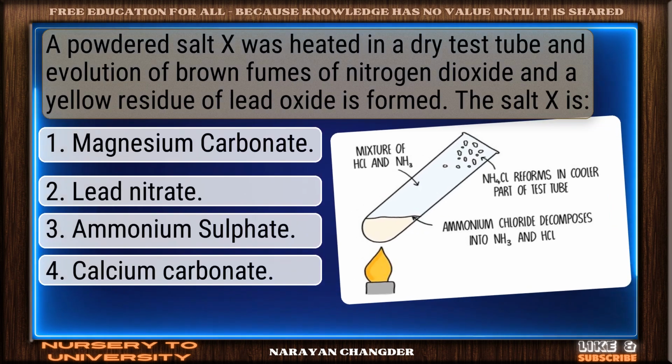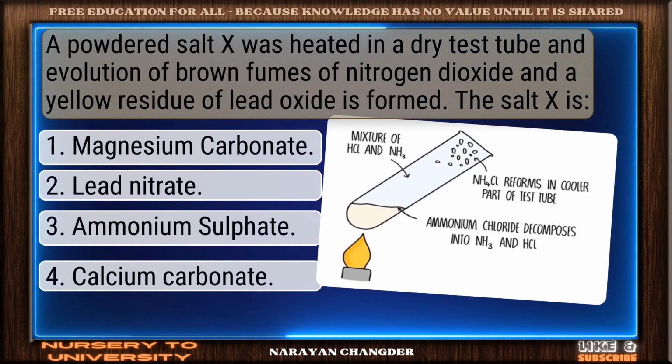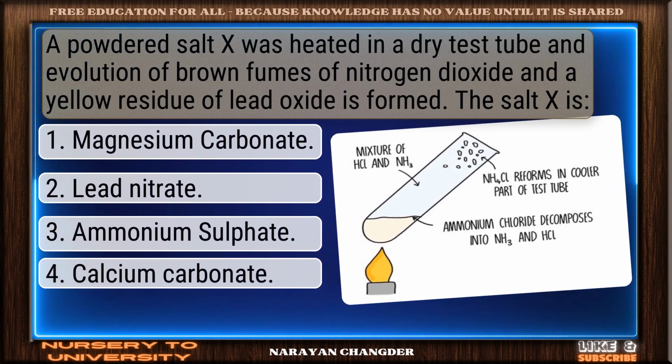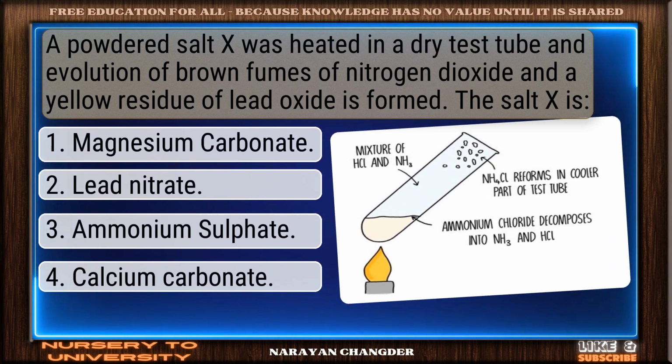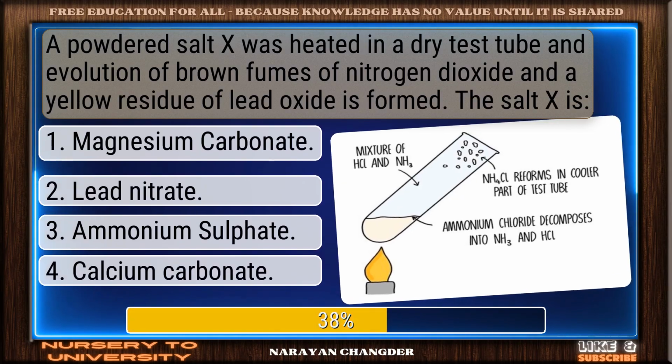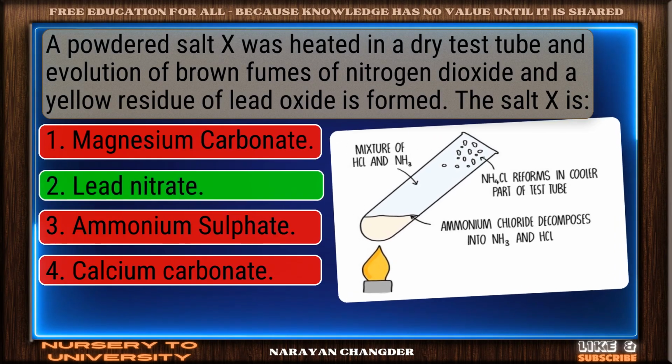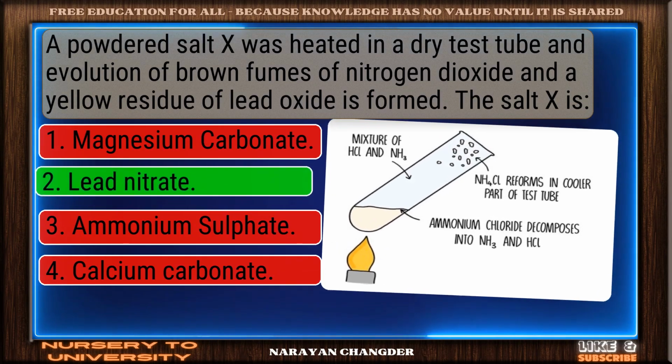A powdered salt X was heated in a dry test tube, and evolution of brown fumes of nitrogen dioxide and a yellow residue of lead oxide is formed. The salt X is? You're right. Lead nitrate is correct.